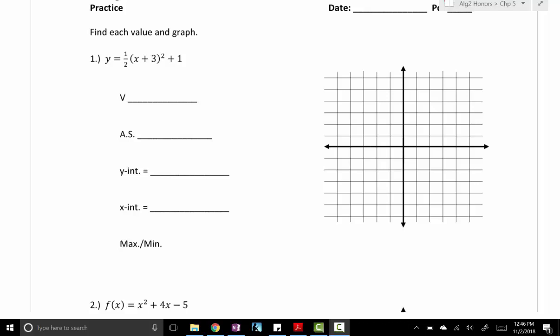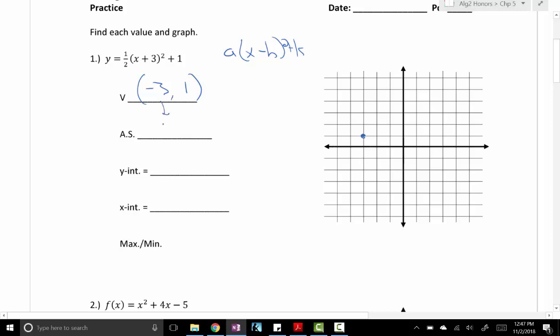Alright, you guys are stressing about this quiz. Remember, we had vertex form: a(x - h) squared plus k. That makes the vertex (-3, 1). Negative 3 and 1 is up.